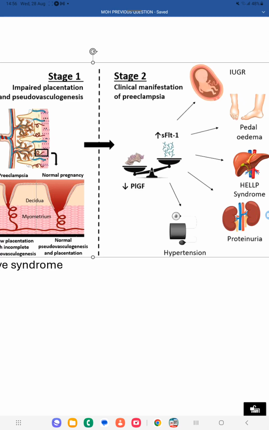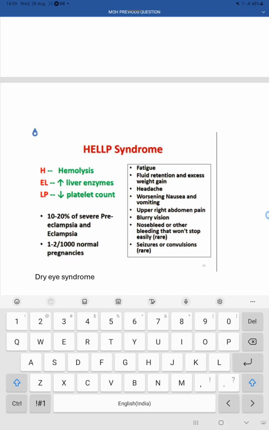So these are the clinical features of pregnancy induced hypertension. HELP syndrome means H stands for hemolysis. Very early RBC destruction is happening. Then EL, elevated liver enzymes, and the last LP is low platelet count. Hemolysis, elevated liver enzymes, low platelet count. So this is called HELP syndrome. This is happening because of liver failure, because of the hypertension.